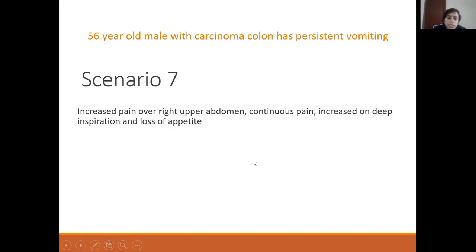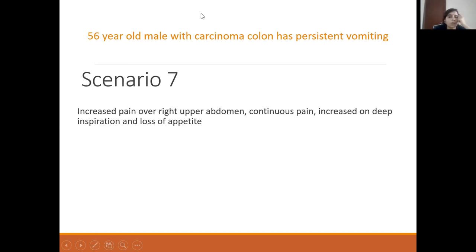So this person is telling you that I have increased pain over the right upper abdomen, continuous pain. The pain increases on inspiration and I don't want to eat. I have loss of appetite. What can be the reason? So the pain is over the upper right abdomen, and it increases on breathing.